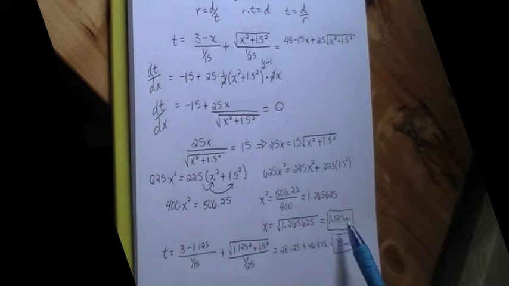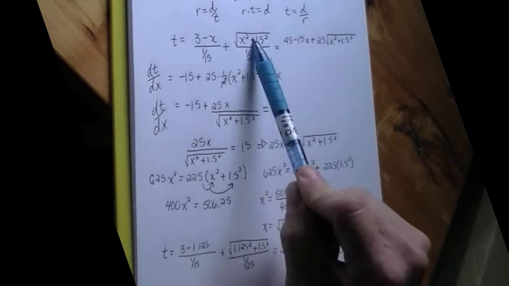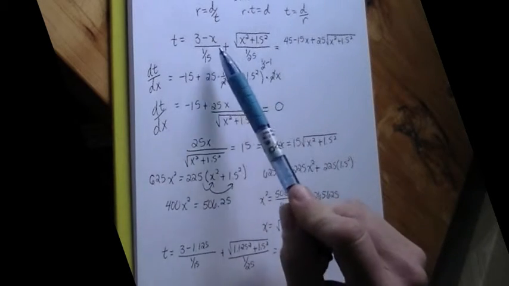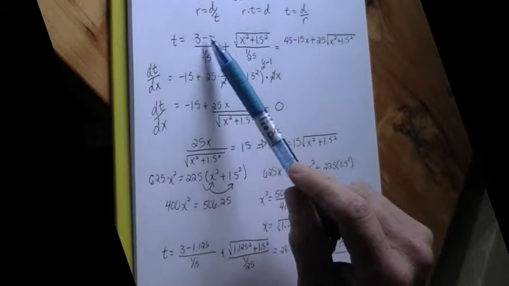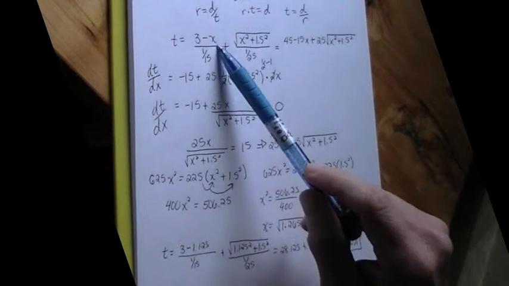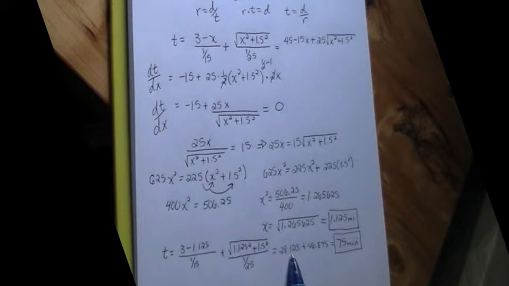So I'm going to plug this value for x back into my time function. Don't plug it into the derivative. You want to plug it back into the function that calculates time. So 3 minus 1.125 divided by 1/15 gives me 28.125 minutes down the sidewalk.